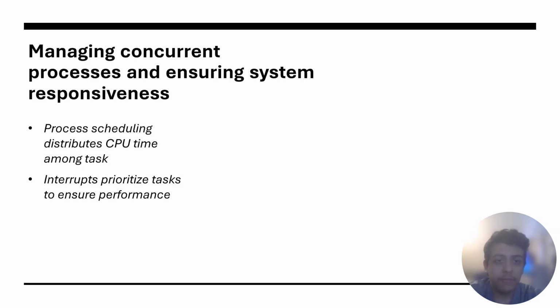So next we have managing concurrent processes and ensuring system responsiveness. This ensures that multiple programs run efficiently without slowing down the system, and ensuring system responsiveness allows the operating system to quickly handle user inputs and critical tasks, preventing freezes or delays.